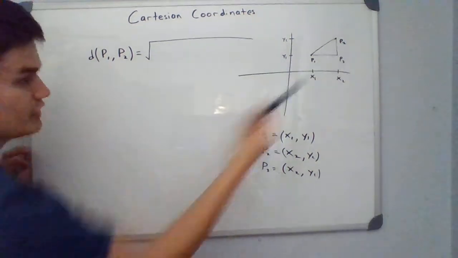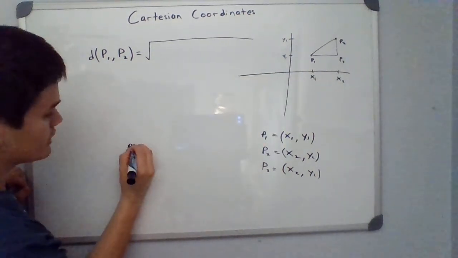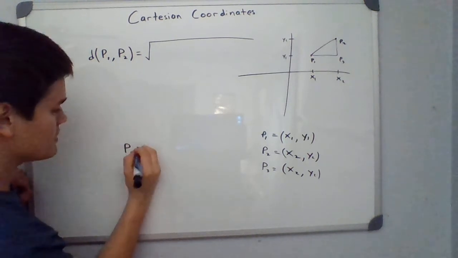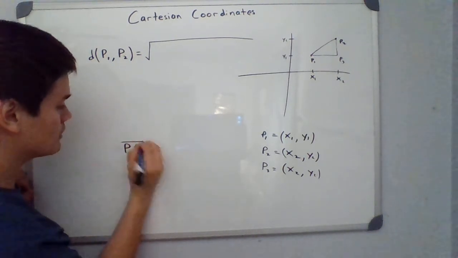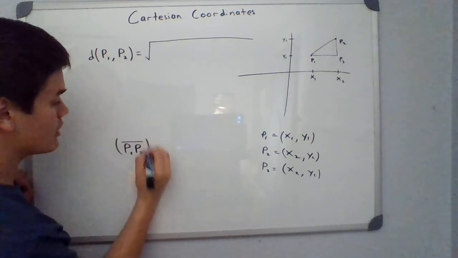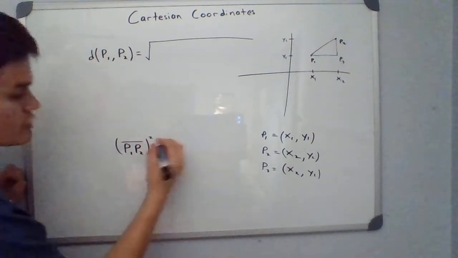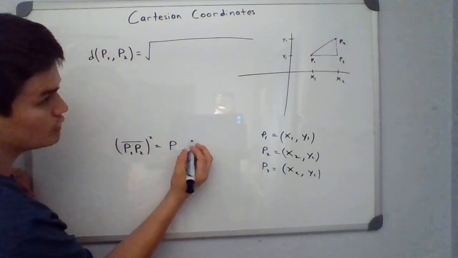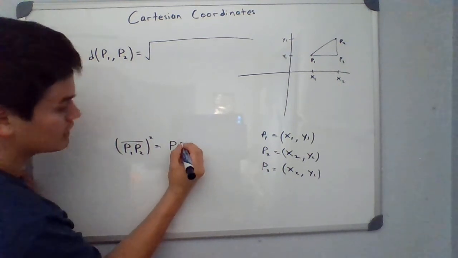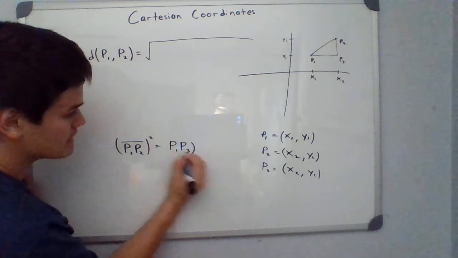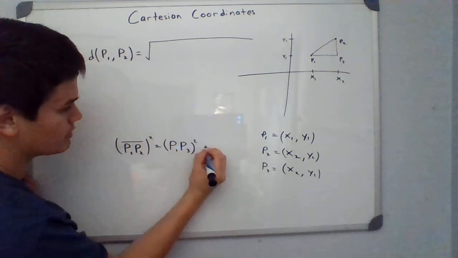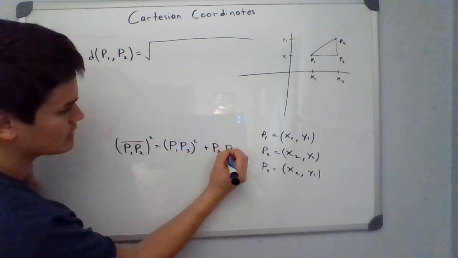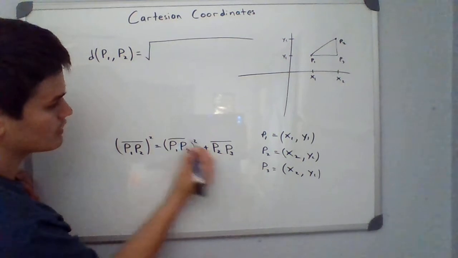Now, I know if this is a triangle, then the line P1, P2 squared, or the hypotenuse of that triangle squared, is equal to the sum of the 2 sides squared, or P1 P3 squared plus P2 P3 squared.